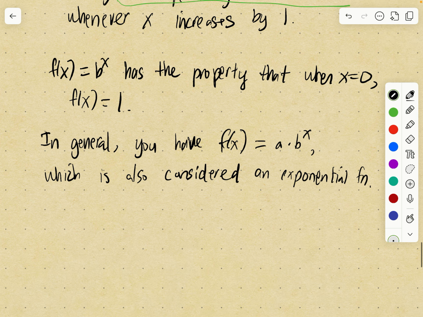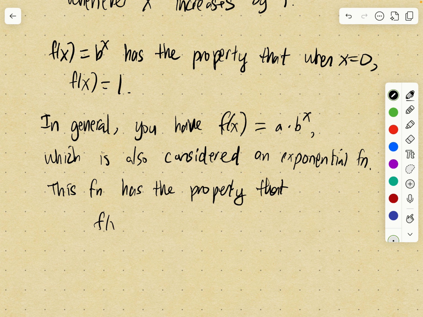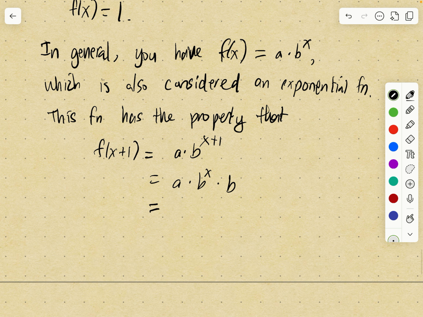And it also has the property that if I plug in x plus 1, I get a times b to the x plus 1 power, and that's equal to a times b to the x times b. And a times b to the x is f of x, so I have b times f of x. So again, every time I increase x by 1, my y value gets multiplied by b.